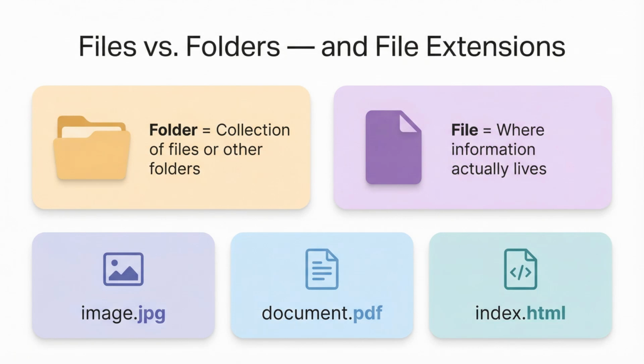A quick but important concept. Folders are just containers. They hold files or other folders. A file is where actual information lives. And the file extension, the part after the dot, tells the computer what type of file it is. A .jpg is an image, a .pdf is a document, and a .html file is an HTML file. So when you create a new file in VS Code, you must name it with the .html extension, so the system knows what it is.